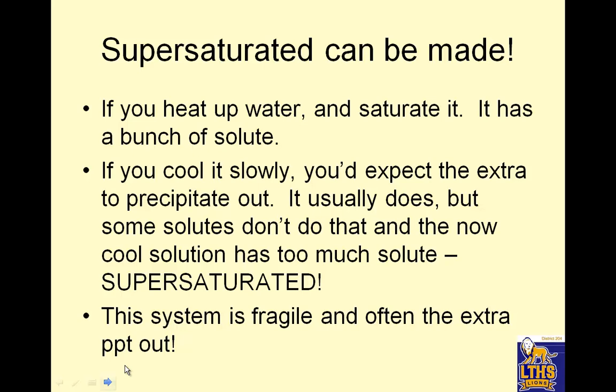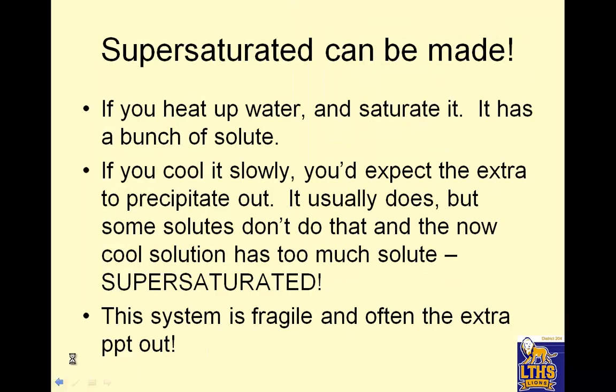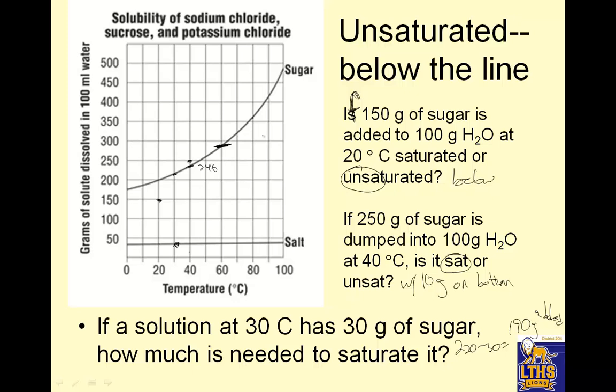Supersaturated solutions can be made. If you heat up water and saturate it, it has a bunch of solute. If you cool it slowly, you'd expect the extra to precipitate out, because at a certain temperature, say 60 degrees, it can hold this much. It can't hold more than this would be the expectation. But if I put this much in and slowly cool it, that stays saturated, and then you get a supersaturated solution.